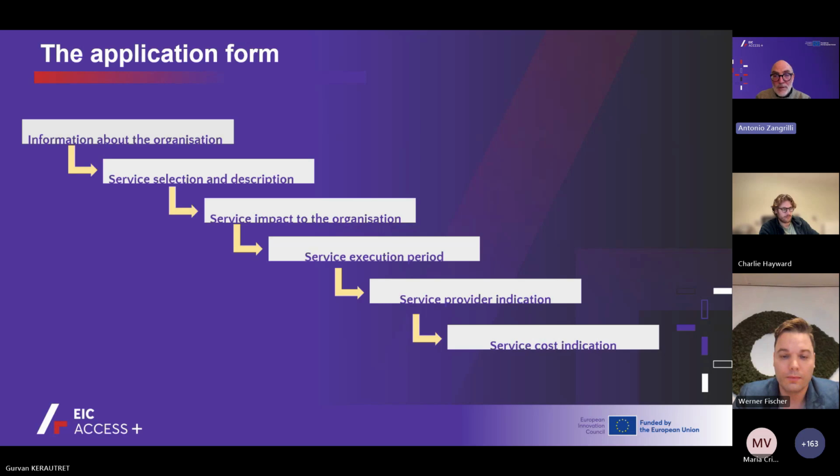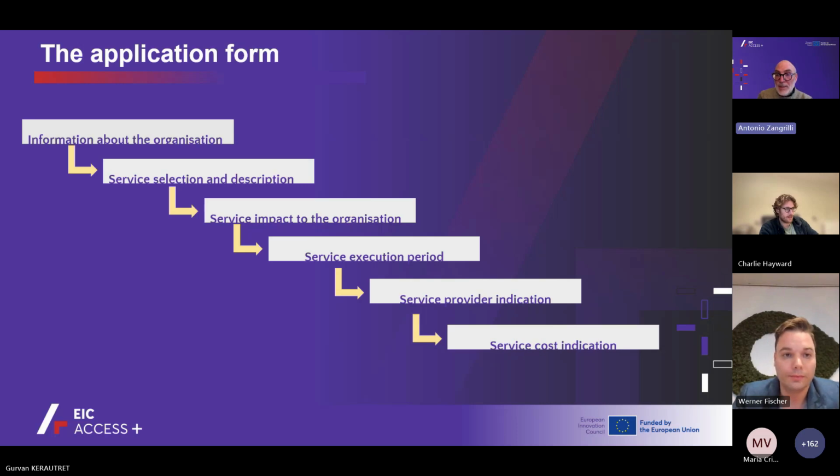As a service execution period, we would like to know when the services will start and when the services will end. And then it's also important to indicate your service provider. It is not mandatory, but it's better if you have already selected the service provider. This is better since it will make the procedures easier and speed up the process for obtaining the grant. Otherwise, if you don't have the service provider indicated in the application form, you can apply as well. But in this case, we can support you in selecting one service provider among those in the EIC Service Catalogue. But in this case, the procedures will be longer.